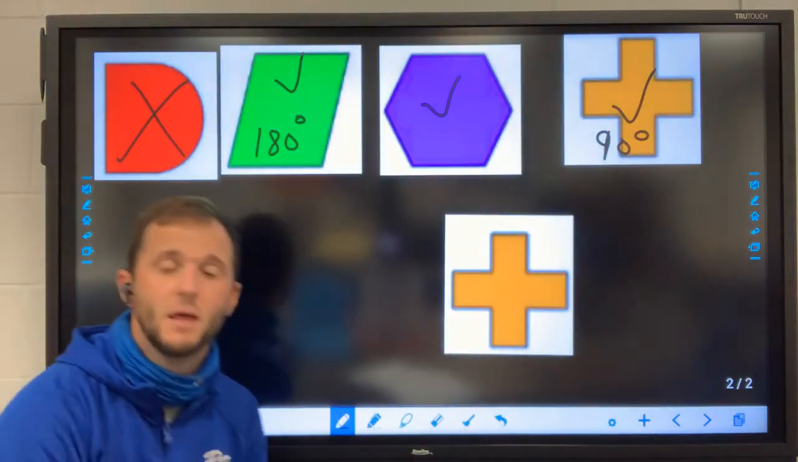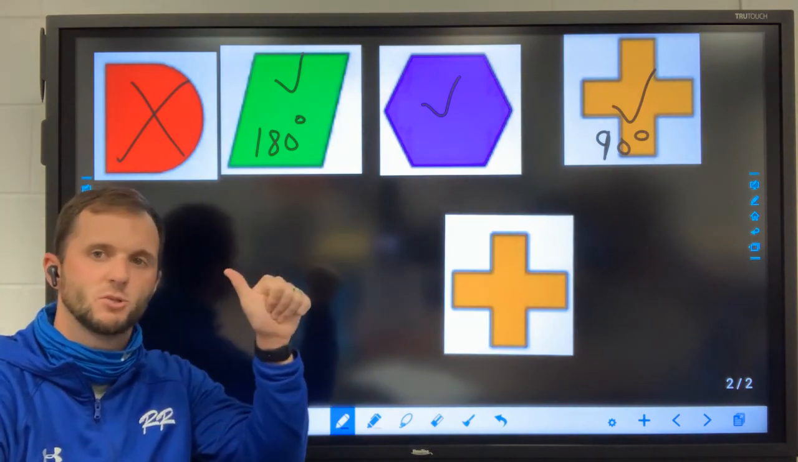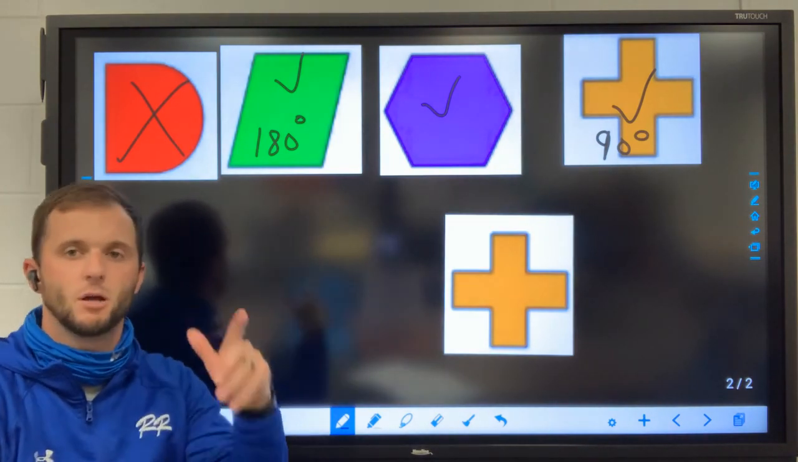So ladies and gentlemen, this is how you determine if you have reflectional symmetry and rotational symmetry. Good luck on your skill check.